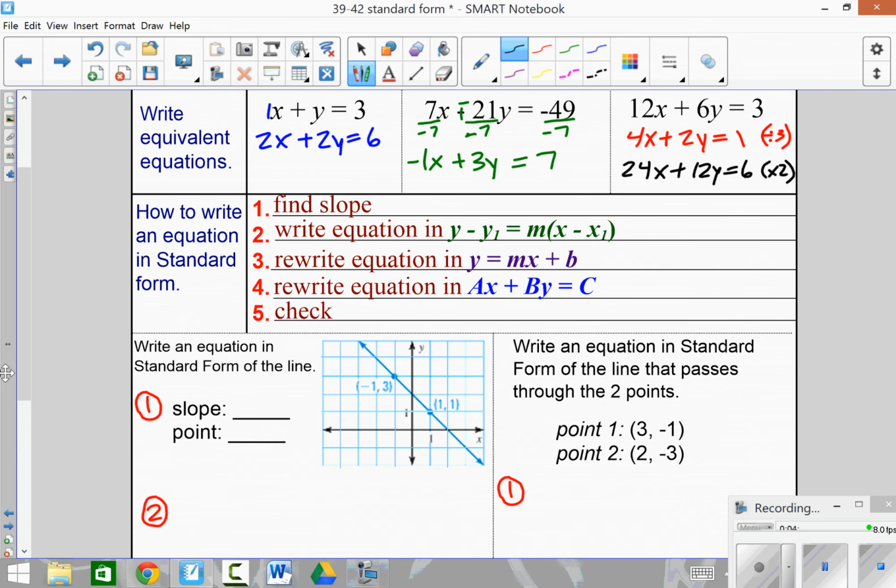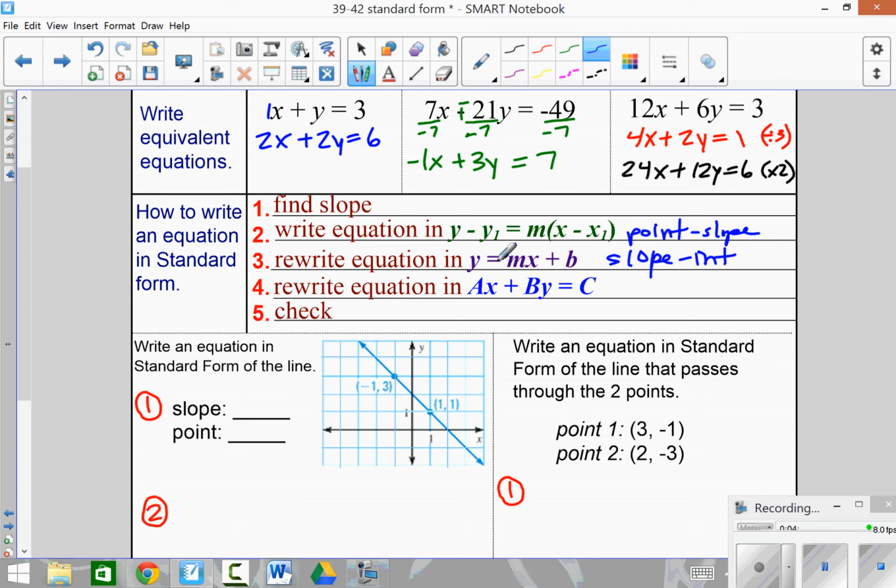All right. This next part here. How do I write an equation in standard form? Well, here are your 5 steps. Okay? Most of these steps you know, the only new step is going to be number 4, which is rewriting in standard form. So we're going to find our slope first. We're going to write our equation in point slope form next. Then we're going to take our point slope and rewrite it in slope intercept form.